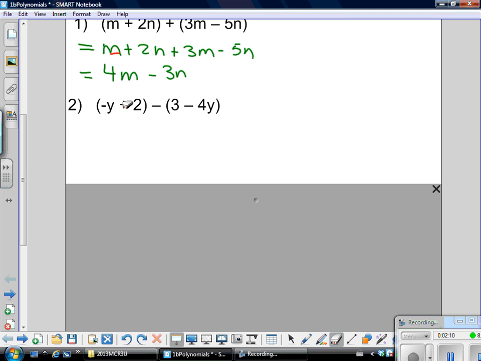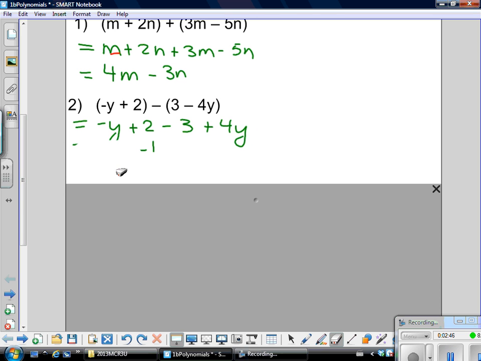Notice there's lots of negative signs here. According to the steps, I take off the brackets, but this polynomial here is the one being subtracted. So instead of plus 3, you're going to put a minus 3. Instead of a negative 4y, we're going to put a positive 4y. So we just do that, and we have negative y plus 2 minus 3 and a positive 4y.